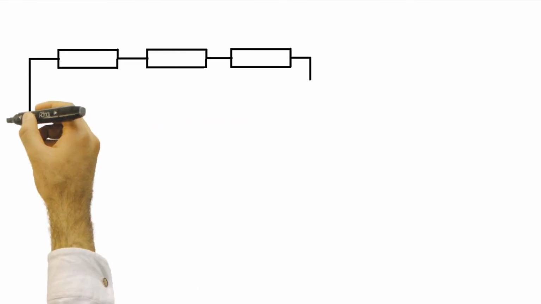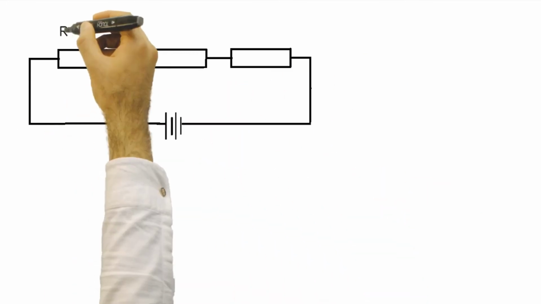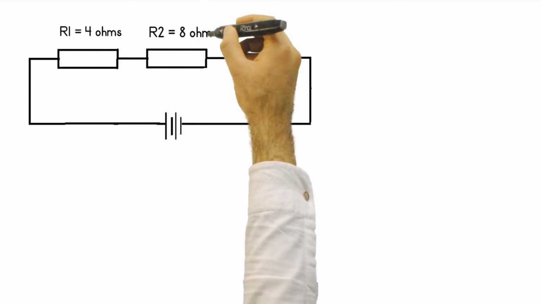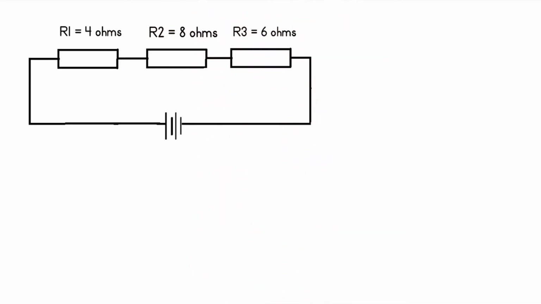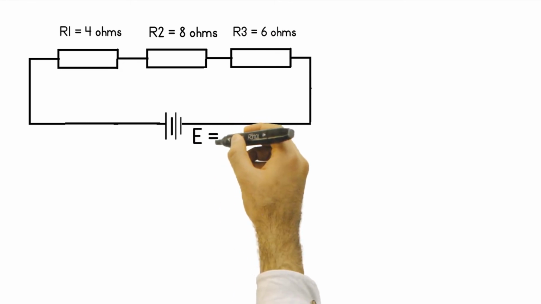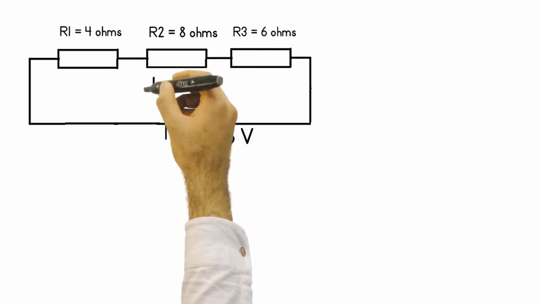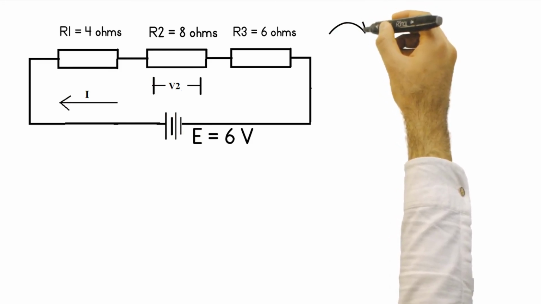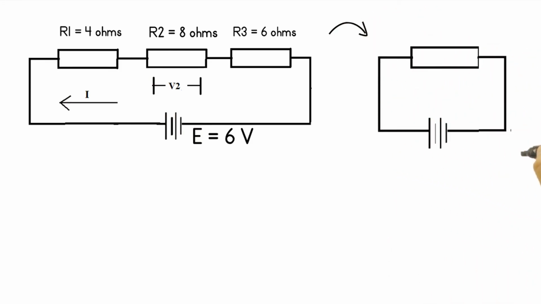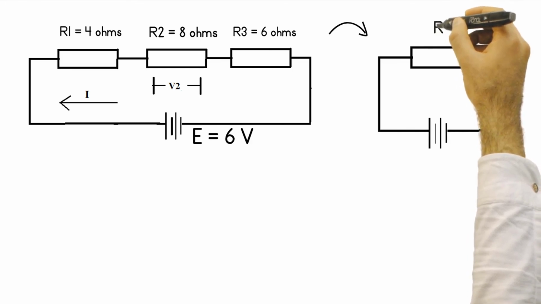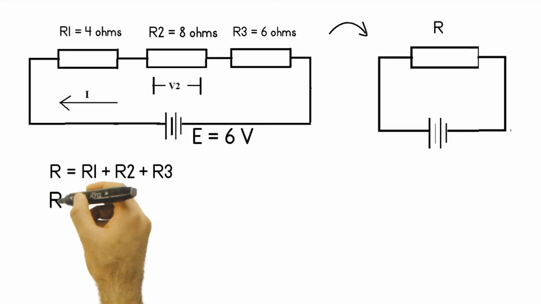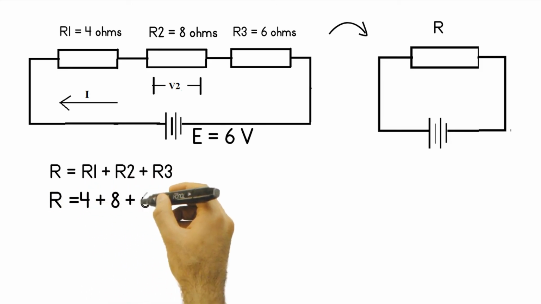Let's have another example. Consider the given circuit. Assume R1 is 4 ohms, R2 is 8 ohms and R3 is 6 ohms. The supply voltage is 6 volts. Find the voltage across R2. To find the voltage across R2, we need to find the total current, I. But first, we need to find the total equivalent resistance R, which is equal to R1 plus R2 plus R3. Therefore, R equals 4 plus 8 plus 6, and R equals 18 ohms.